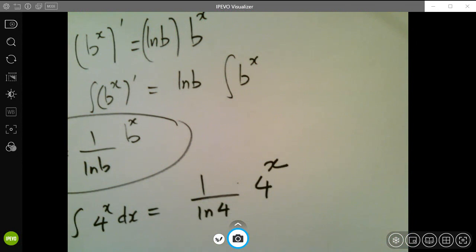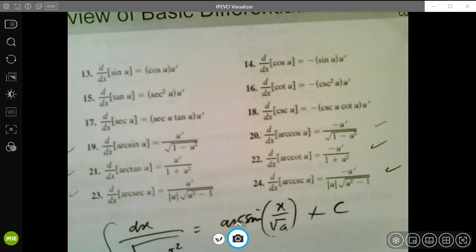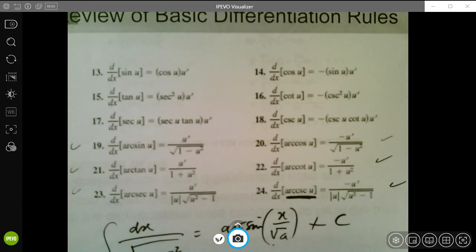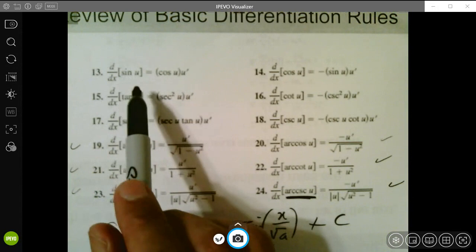Okay, let me remind you some derivatives. I think this table is useful, because this is the one that you actually need to use. There are a bunch of them. The derivative of sine, you remember, is cosine, but here you have to use the chain rule: sine of u, we always multiply by u prime.